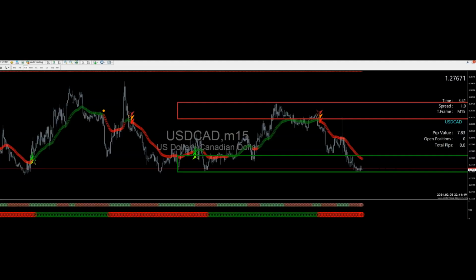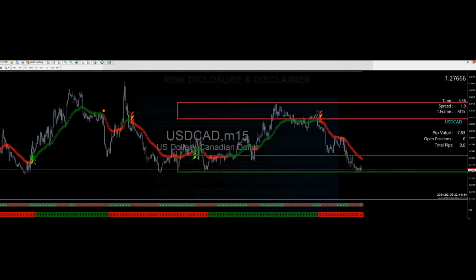And like I said, you could have made plenty of pips in just one day of trading. One day. And took off for the rest of the week.